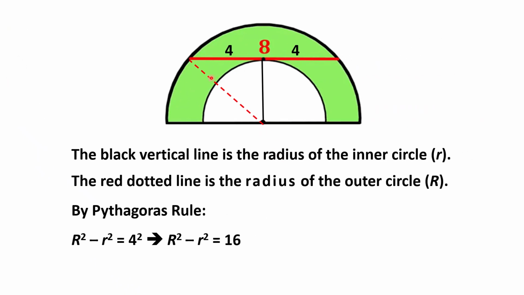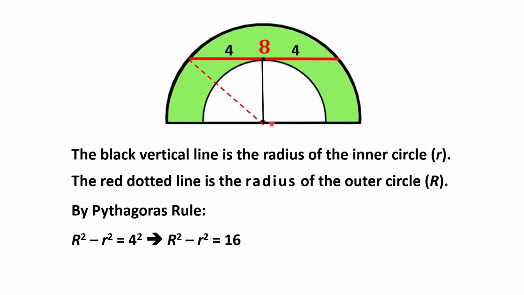Now draw this dotted line. This dotted line you can see goes from the center to the extremity of the chord. So the black vertical line is the radius of the inner circle, the white circle, and the red dotted line from the center to the extremity of the chord is the radius of the outer circle.